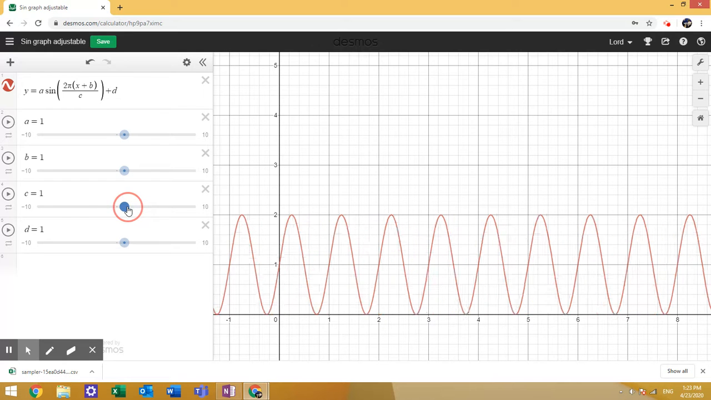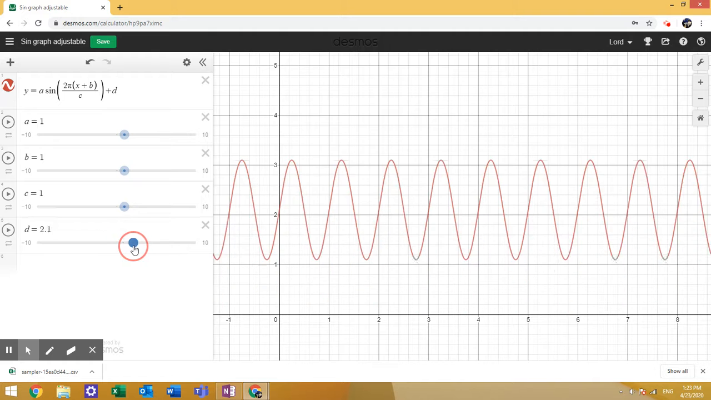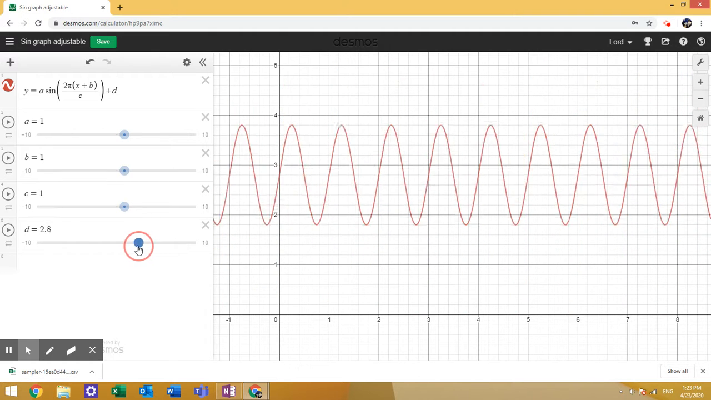And finally, I can change my midline. I can move my graph up and down.